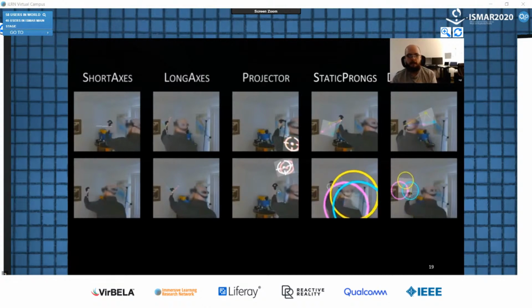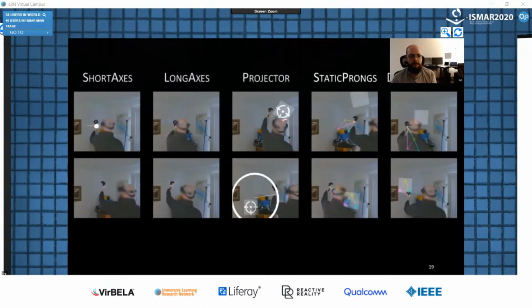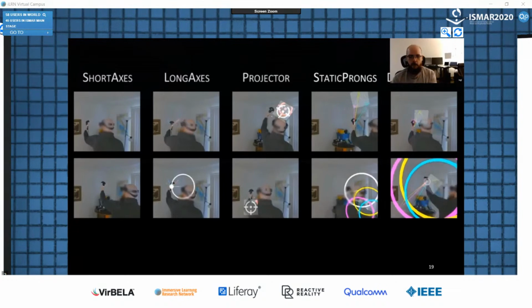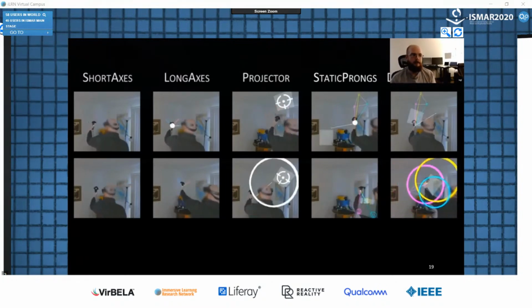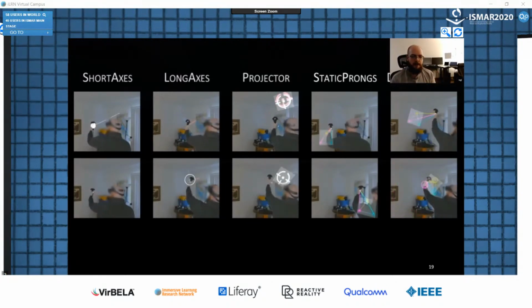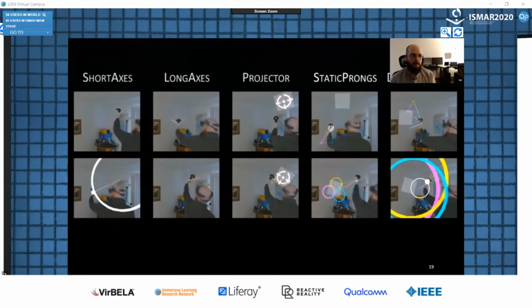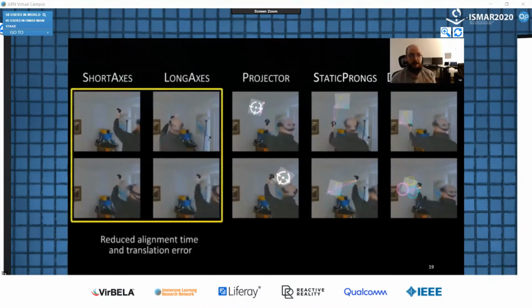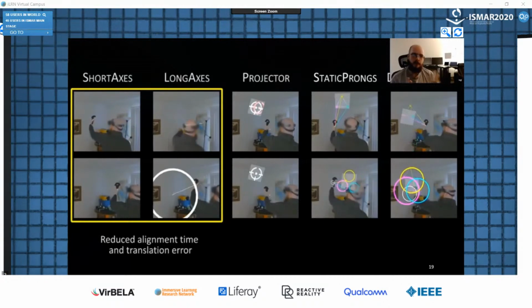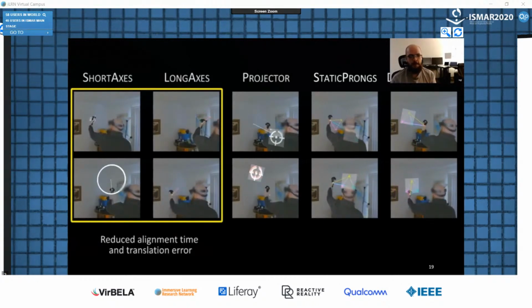We compared interface versus radius bubble. So we had 5 different kinds of interfaces, those 5 columns that you see here, and then we had 2 levels, or 2 rows, either without the radius bubble or with the radius bubble. So overall, we found that the axis interfaces led to reduced alignment time and reduced translational error.